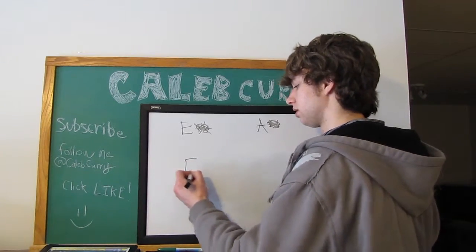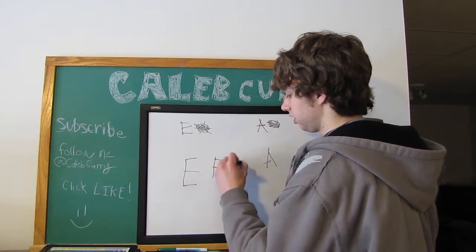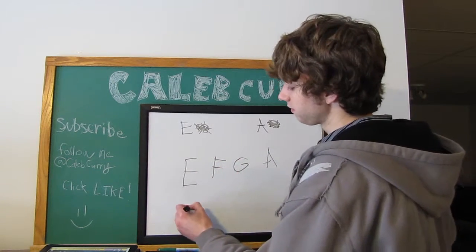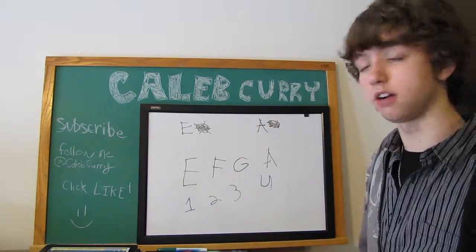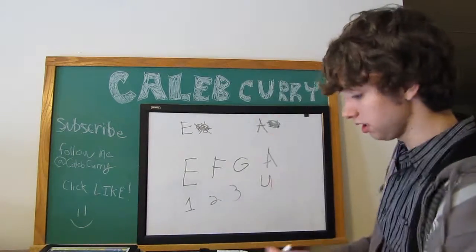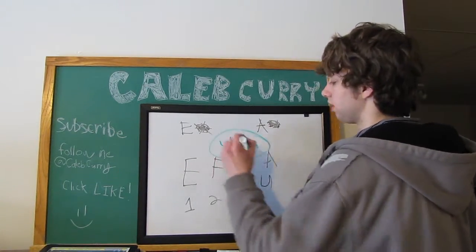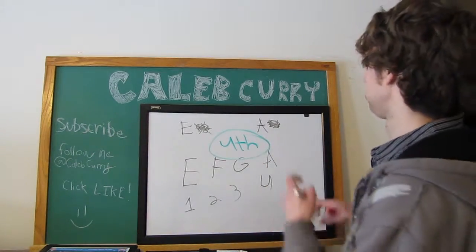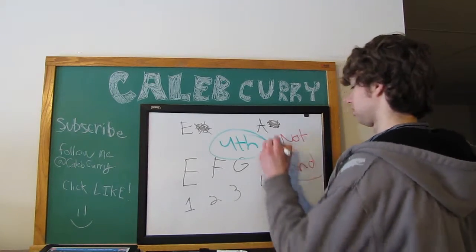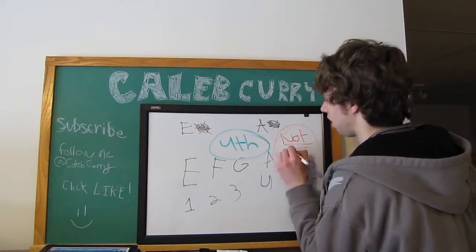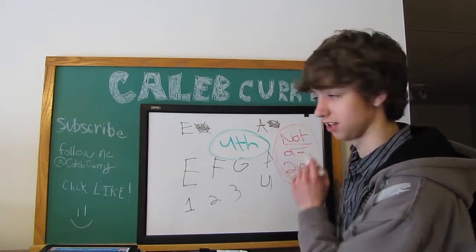Now, E up to A. Well, we have E, F, G. This is the first, second, third, fourth. We cover A in green, a fourth. Not a second. Not. Did you hear me? I said not.